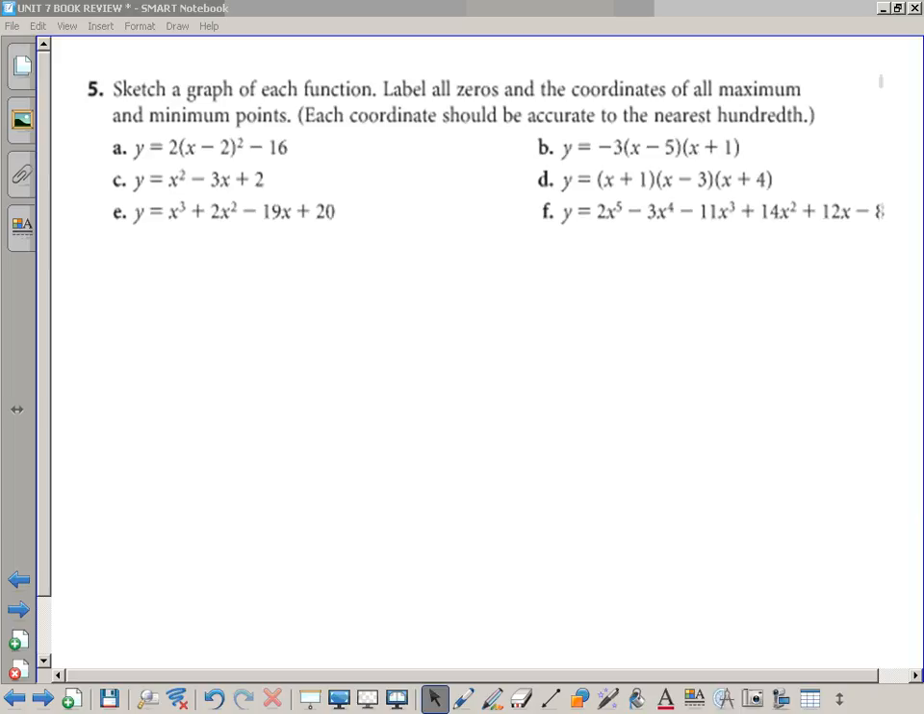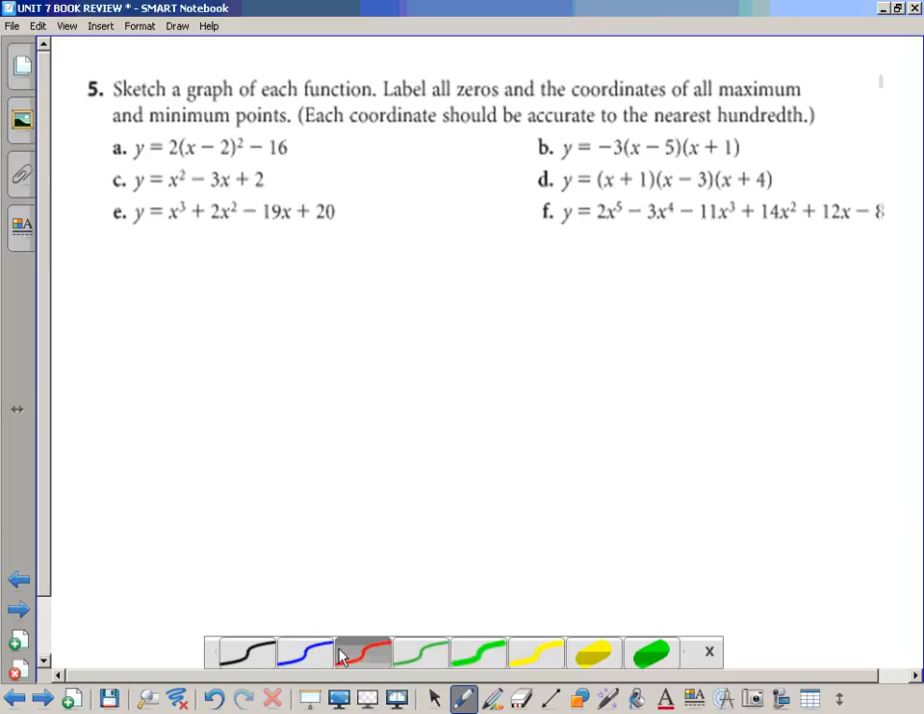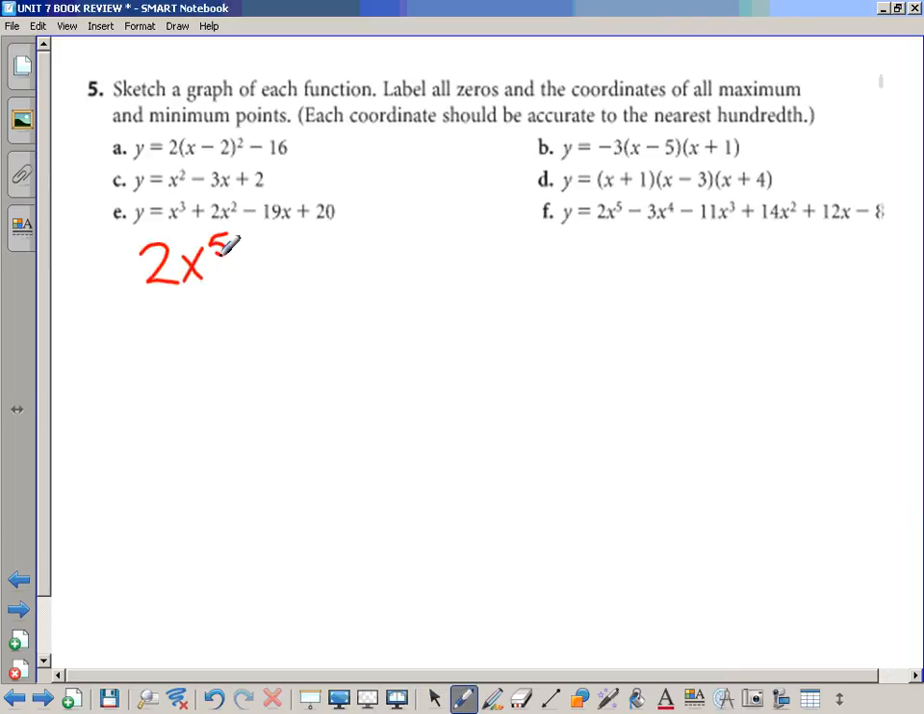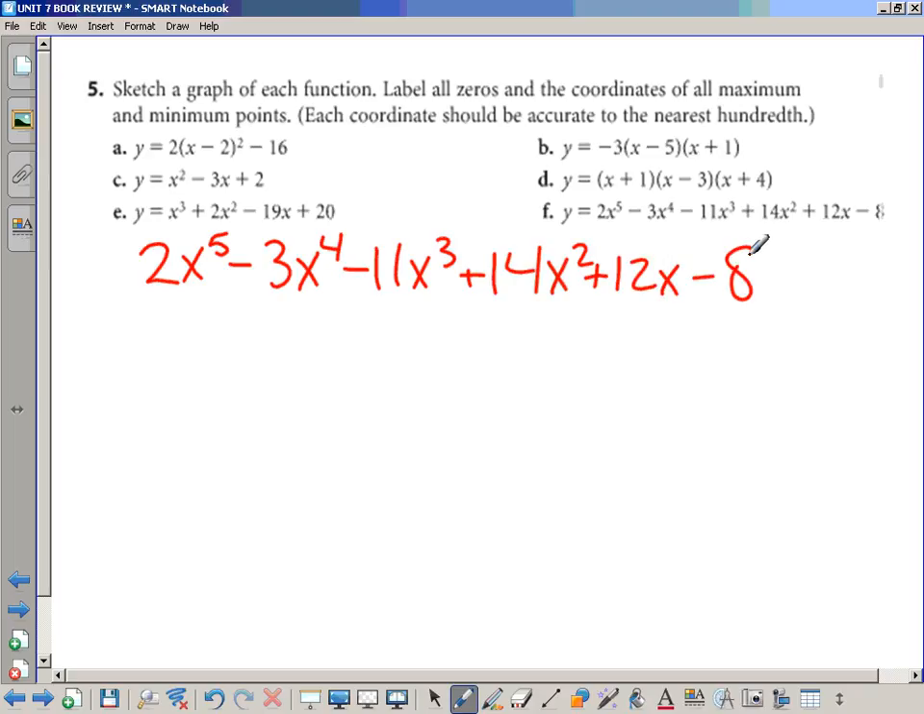But can you take a look at something like f here and at least find the zeros? It's 2x to the fifth minus 3x to the fourth minus 11x cubed plus 14x squared plus 12x minus 8. How many zeros would you anticipate for this fifth degree function? 5. If it doesn't have 5, it's possible then that some of them are imaginary. But we'll find out.